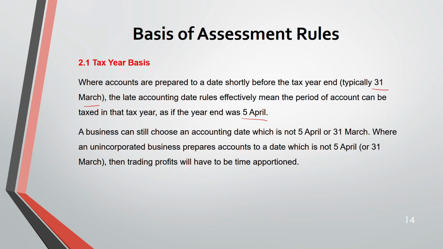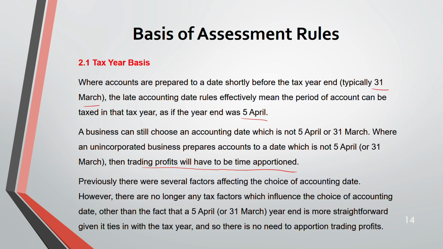So a business can still choose an accounting date which is not 5th April or 31st March either. So where you prepare accounts which are not to 5th April or 31st March, your trading profits have to be time apportioned because it's in the tax year. Some might be in this tax year, some might be in the previous tax year, some might be in the next tax year. Tax year is the one which matters a lot. So here, previously there were several factors which affected your choice of accounting date. But from now, for you, this will not be tested any longer in your tax.